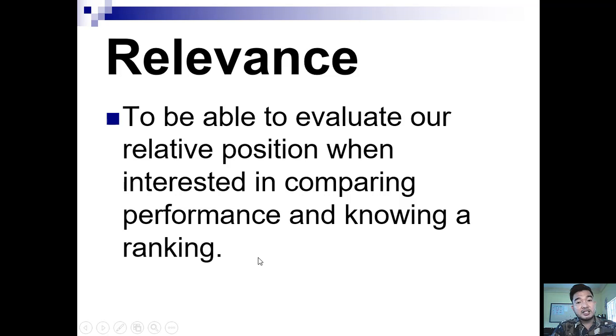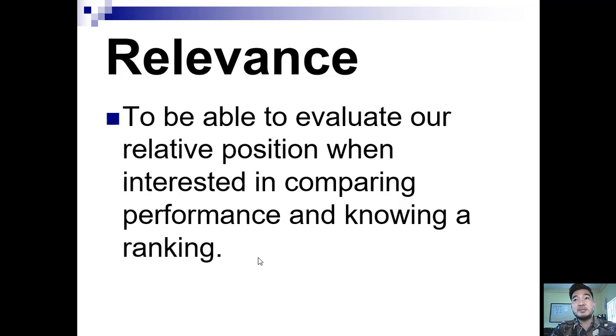Sa ating mga teachers, mahalaga din na alam natin paano mag-solve ng measures of position para malaman natin paano ba nagpe-perform ang ating mga estudyante pagdating sa academics or non-academic, para malaman natin yung kanilang position. Kaya siya tinawag na measures of position. Ano yung position niya, no?